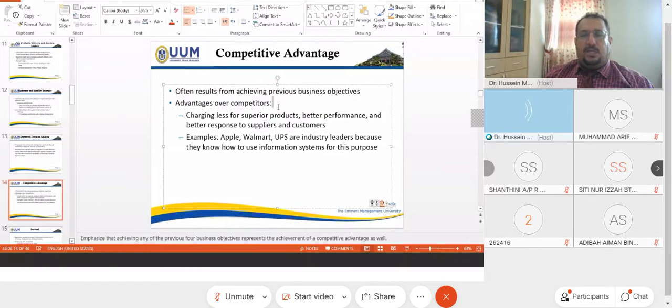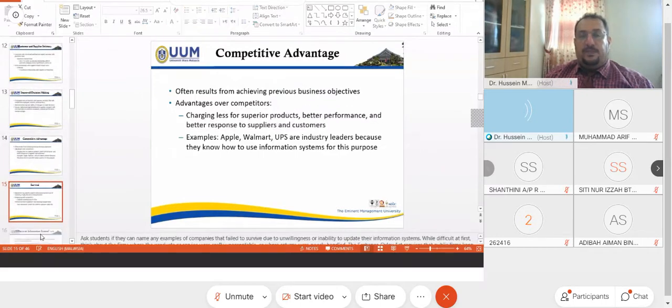What we mean, for example, charging less for superior products, better performance, and better response to supplier and customer. Why? Because we have an information system that can help us to achieve these things. For example, Walmart, Apple, all these companies, you know how to use information systems for these purposes. Yes, and they develop a lot of things.